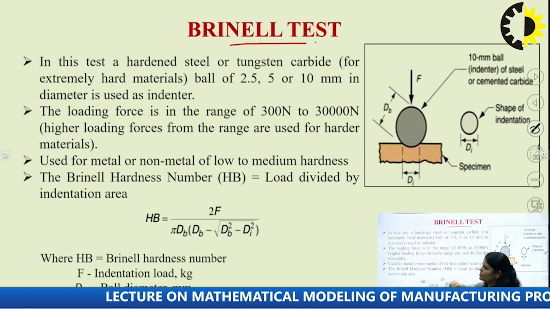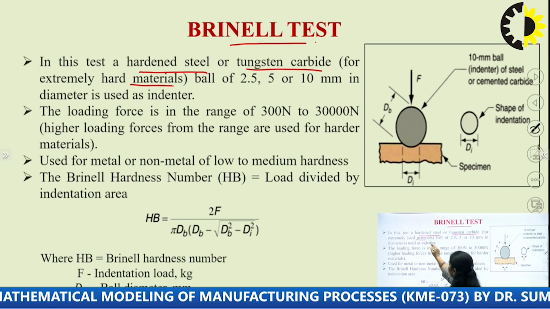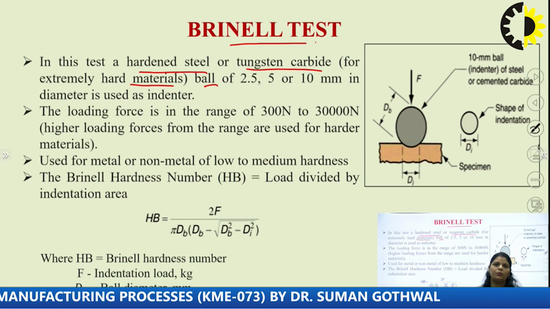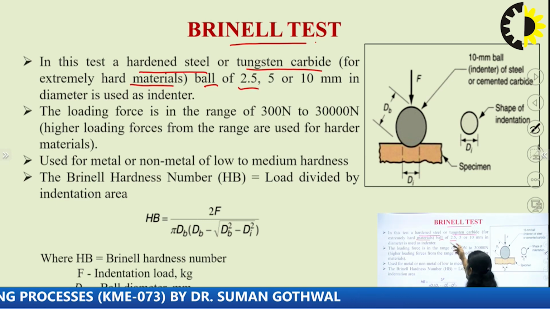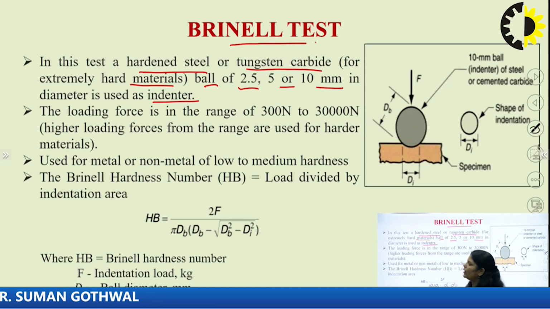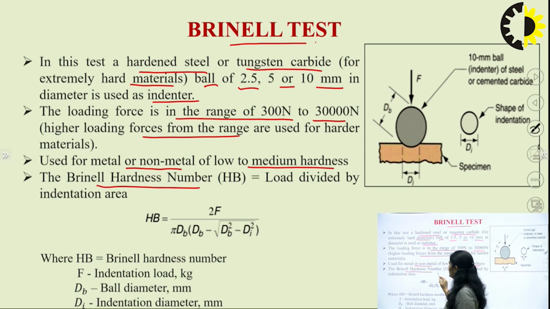Next we have the Brinell test. In the case of the Brinell test, a hardened steel ball or tungsten carbide ball for extremely hard materials is used as the indenter, but the ball material will be different, depending on the hardness of the material. The diameter will be 2.5, 5 and 10 mm. The loading force is in the range of 300 to 30,000 Newton. The force requirement will depend on the hardness of the material. It is used for both metals and non-metals, for low to medium hardness. Here we will get a Brinell hardness number.